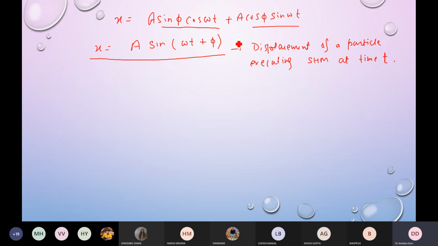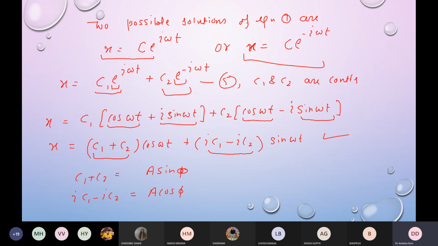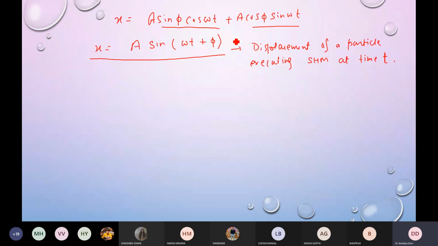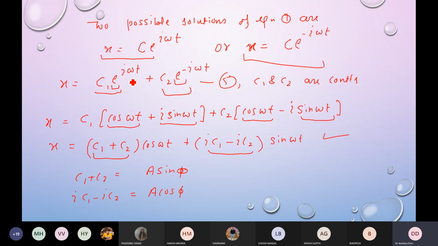Okay, so this we can say, let us say this is equation number 6. One more thing, from both of these equations, if you want to find out the value of a, you can do that, right? What would be a? If you square this and square this and then you add both of them, you will get the value of a, right?